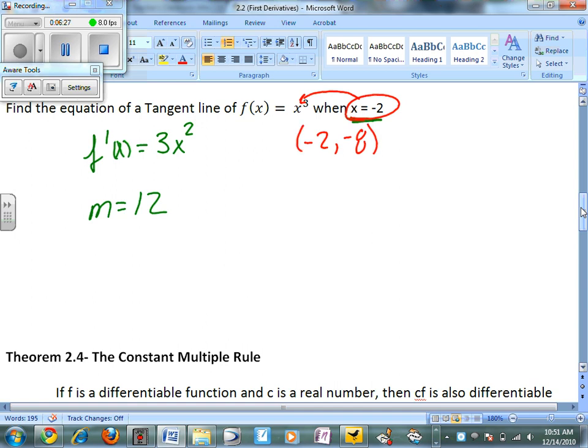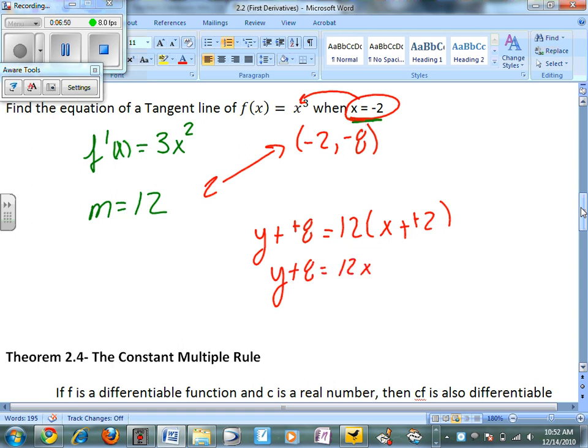So now I have a point and a slope, which leads us to believe that we need to use point-slope form. So point-slope form would be y minus negative 8 equals 12 times x minus negative 2. Cross the line, change the signs. So just simplifying, 12x plus 24, subtract my 8, 12x plus 16. And that would be the equation of my tangent line of f of x equals x cubed when x equals negative 2.